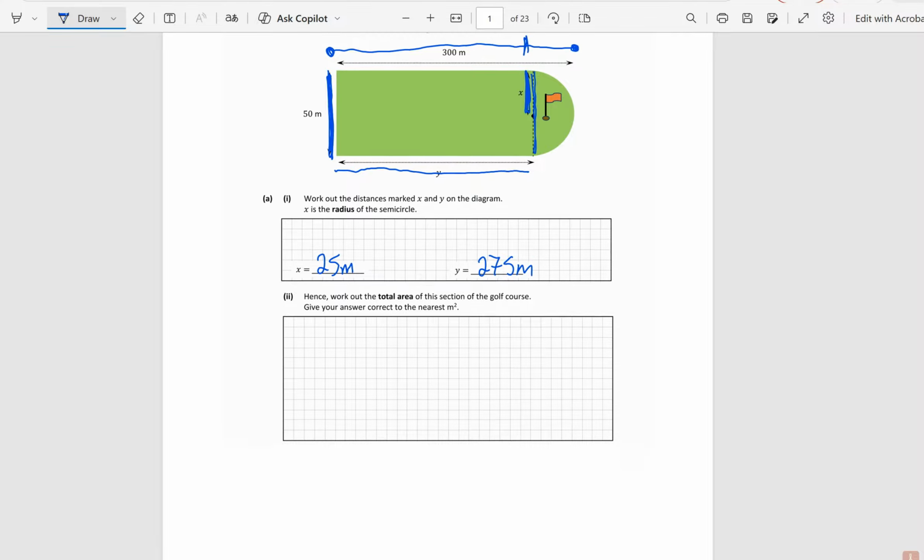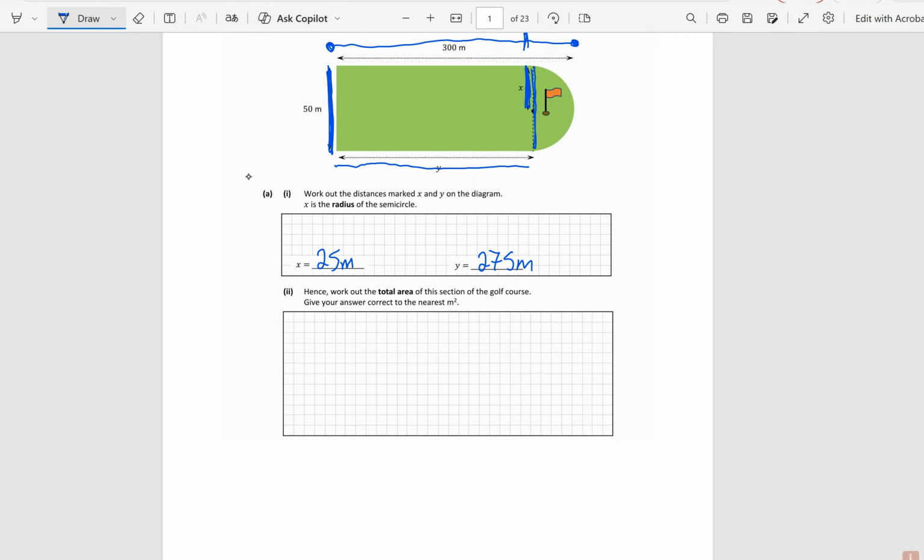Right. Next question then, work out the total area. Total area, so there'll be two things we have to work out: the area of the rectangle, semicircle. Right, rectangle, 50 multiplied by 275. 50 multiplied by 275 is 13,750 meters squared. And then we're looking for the semicircle, it's that shape.